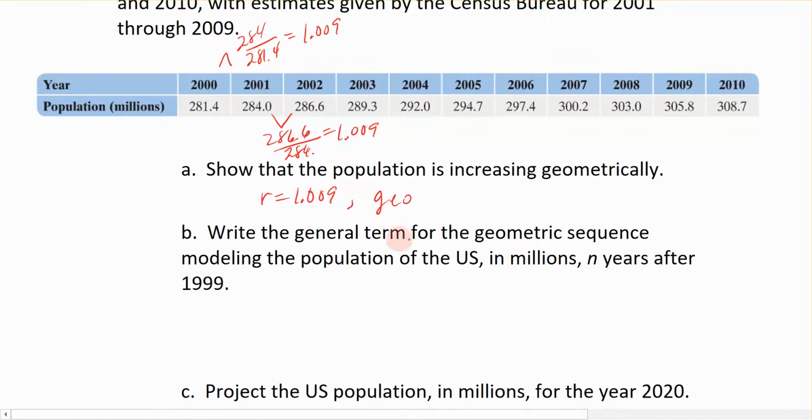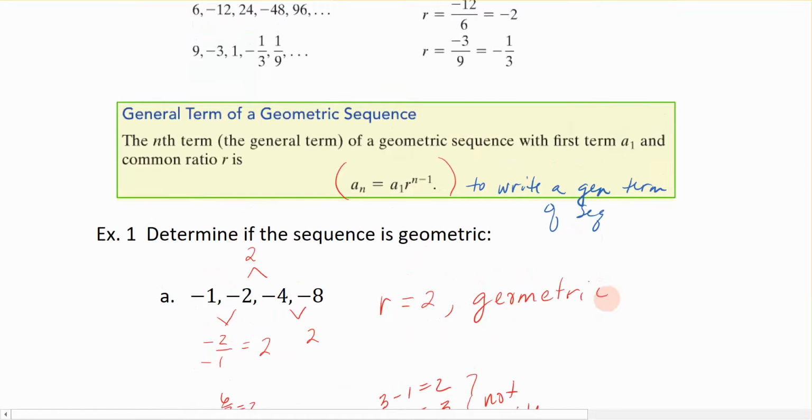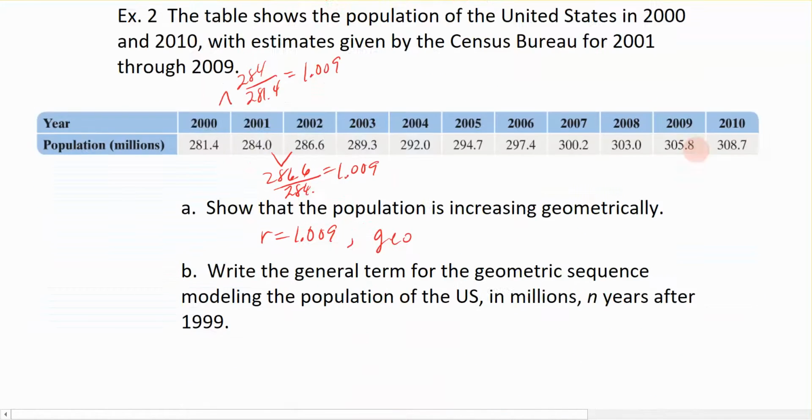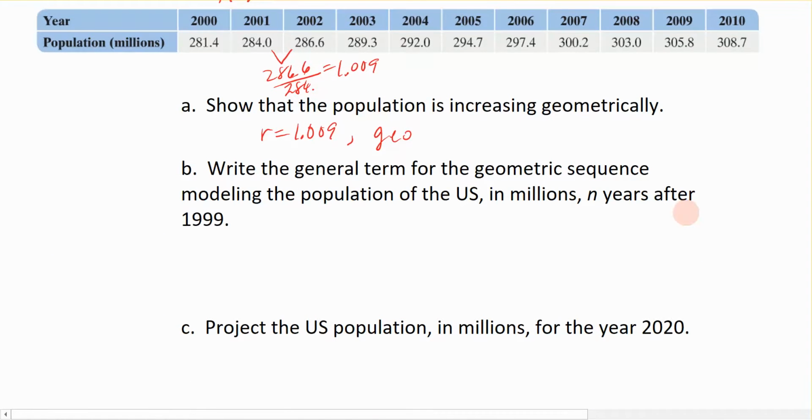Now, if I want to write the general term for the geometric sequence modeling the population in the U.S. in years after 1999, that's when I go back up and look at this part right here. I'm going to use this formula to model or write a sequence so I can project things later on. The nth term says a sub n is equal to a sub 1 times r to the n minus 1.